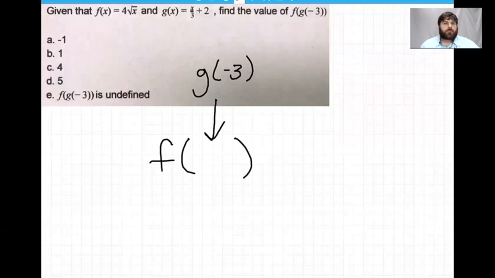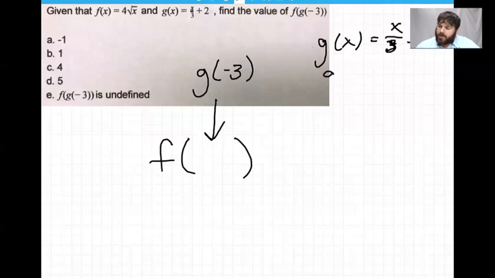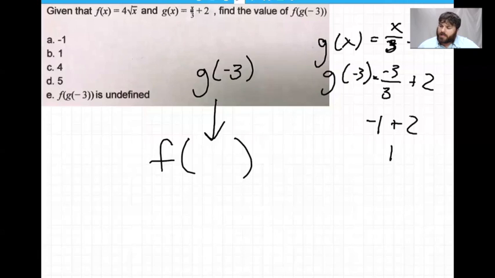All right, g of negative 3. Well, g of x is x divided by 3 plus 2. So g of negative 3 would be negative 3 over 3 plus 2. Negative 3 divided by 3 is negative 1. If I add 2 to that, I get positive 1. So that's g of negative 3.